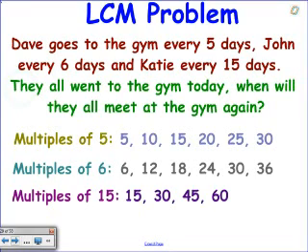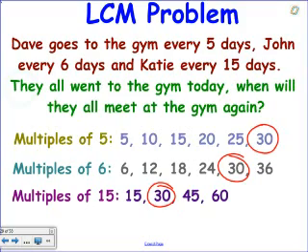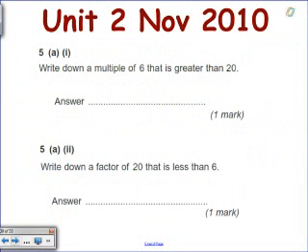Well, it's a multiples question. The alarm bells ring, so I've got different time scales. So Dave is every 5 days: 5, 10, 15. John every 6: 6, 12, 18. Katie every 15: 15, 30, 45, and so on. Don't have to go on forever. Before you know it, the first number you come to that they all have in common is 30. So every 30 days, they meet at the gym at the same time. Does that make sense? Yeah?